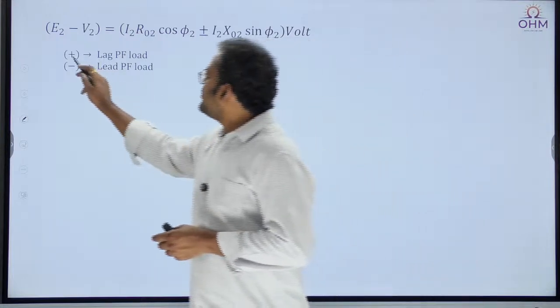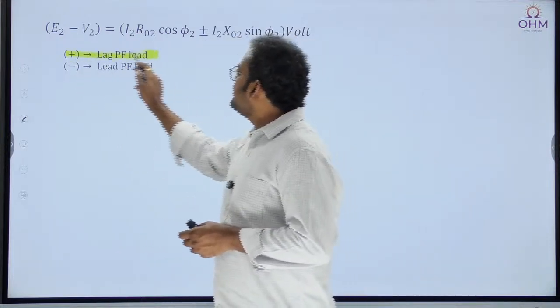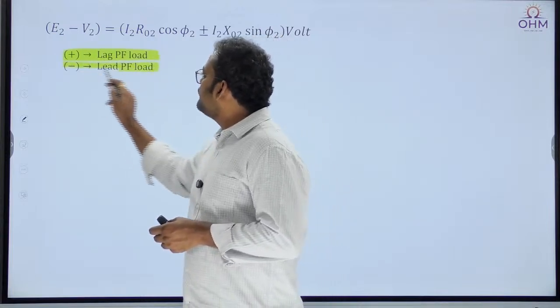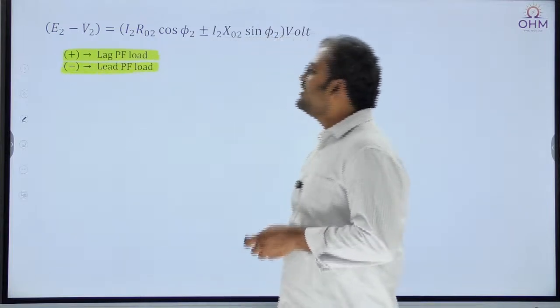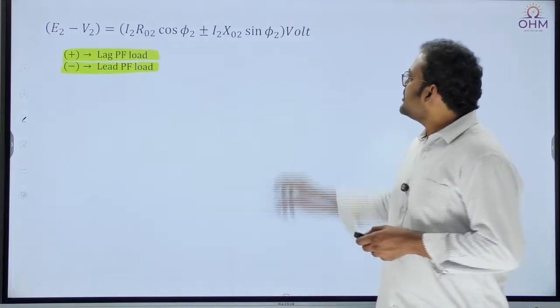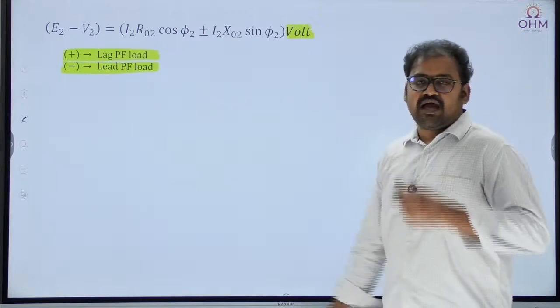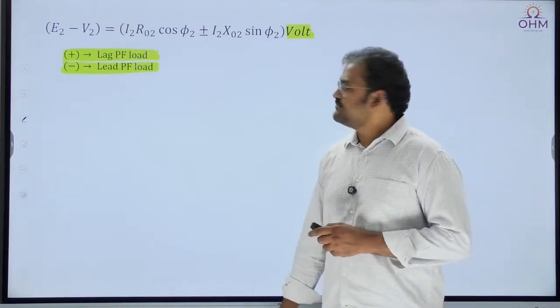And when should we use a positive sign? Positive sign we use when it is a lagging power factor load. Minus sign we use when it is a leading power factor load. And the unit for voltage regulation is volt. That means it is the actual value of voltage regulation.